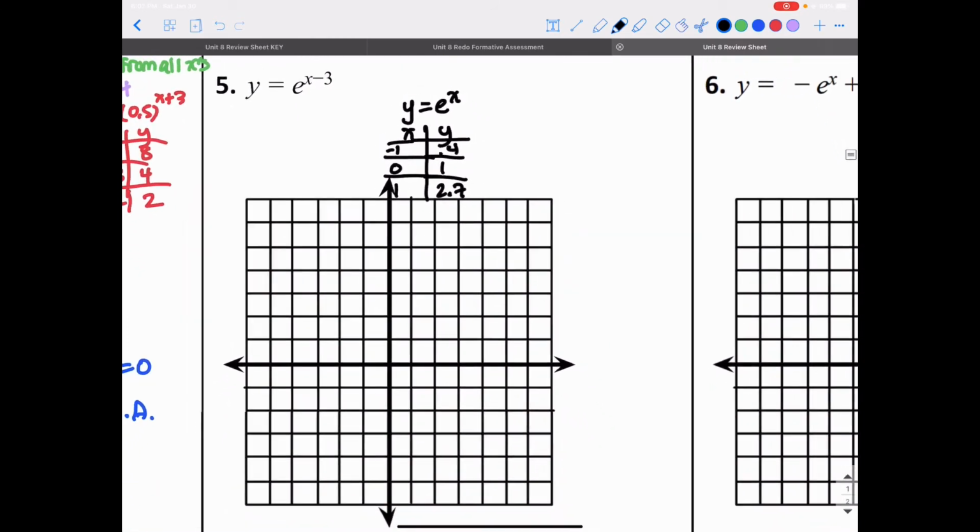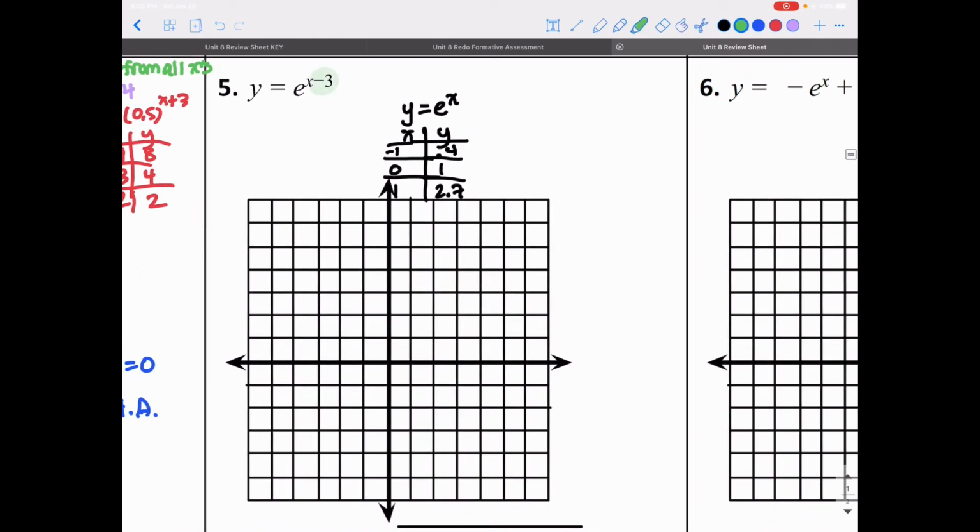And I know that I have a transformation here of moving to the right 3. So everything's moving right 3, which means that I'm affecting my x values, and that means I'm going to add 3 to all x's. So I'm going to add 3 to all my x's, and I'm going to end up with y is equal to e to the x minus 3 power, the table for that, after I take care of this transformation, which means I'm subtracting 3 in the exponent, and I'll have 3, wait, what?